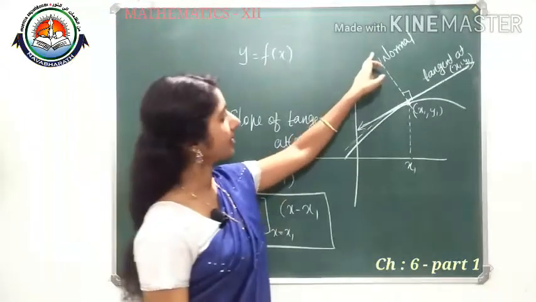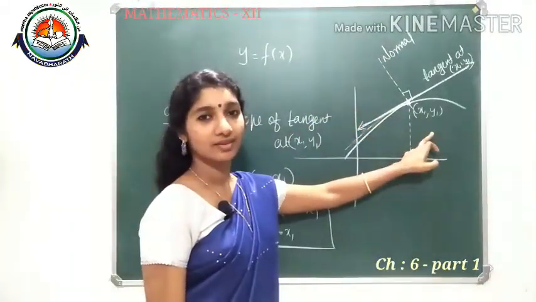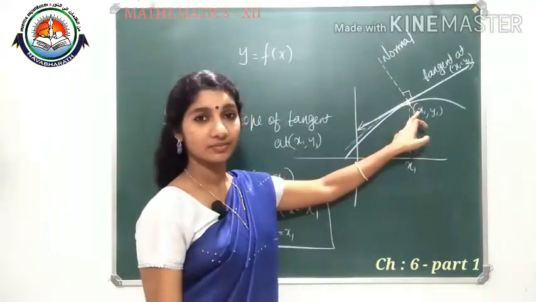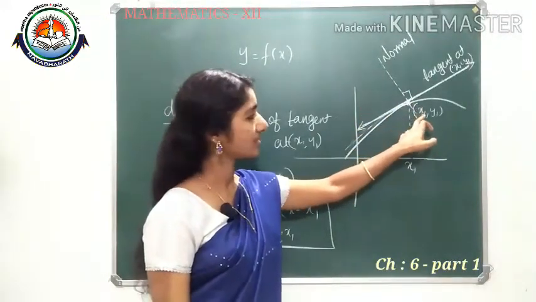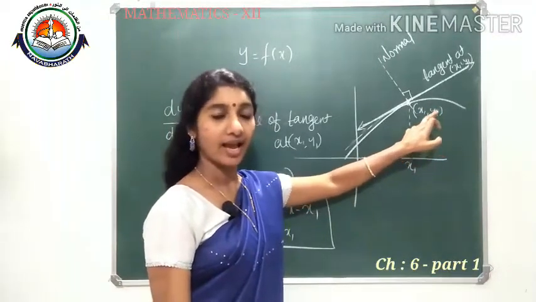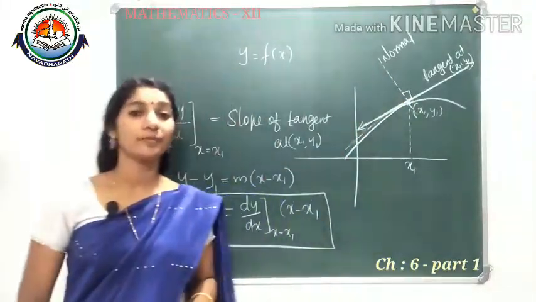And how can we find the straight line's equation? That means the normal's equation. We need the slope of this normal and a passing point. This passing point is (x1, y1). This normal is passing through (x1, y1). And what will be the slope of this normal? Now you know the slope of the tangent.